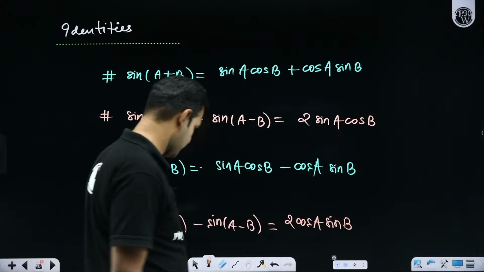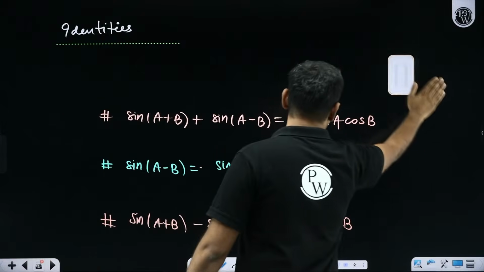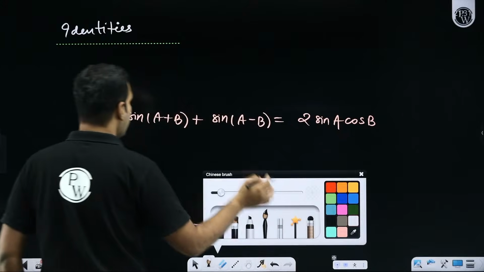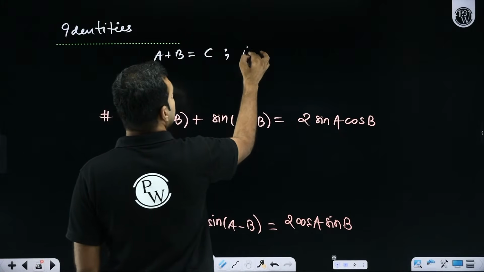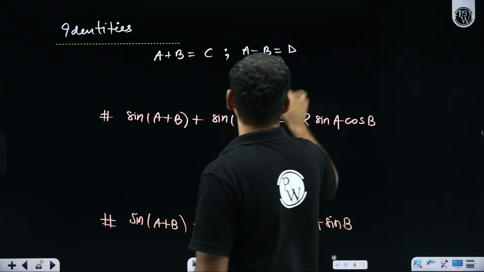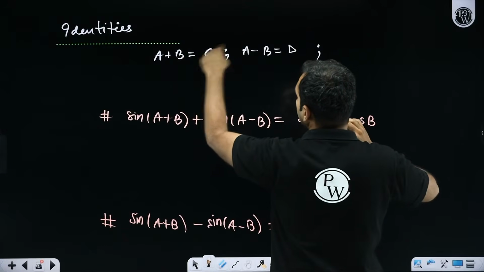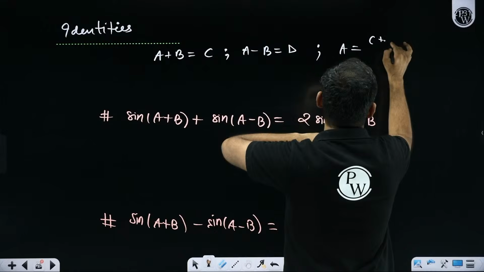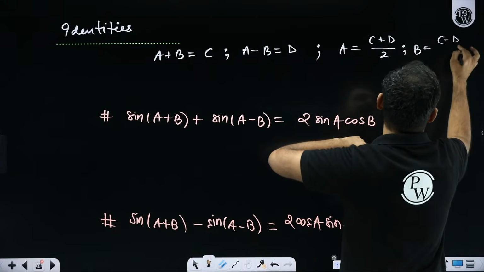What if I make one change here? Let me talk about that change now. What if I make a slight change here? Say A plus B if I replace by C and A minus B if I replace by D. What happens in that case? So sir, if A plus B is C, A minus B is D, if you add both of them, B and B are cancelled. 2A will be C plus D. So A will be C plus D by 2. And similarly, B will be C minus D by 2.